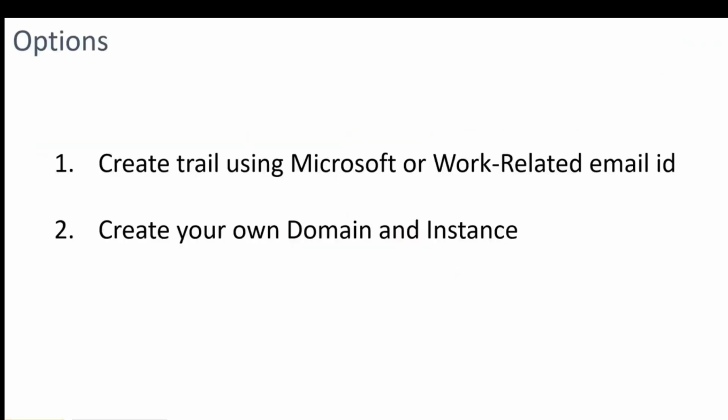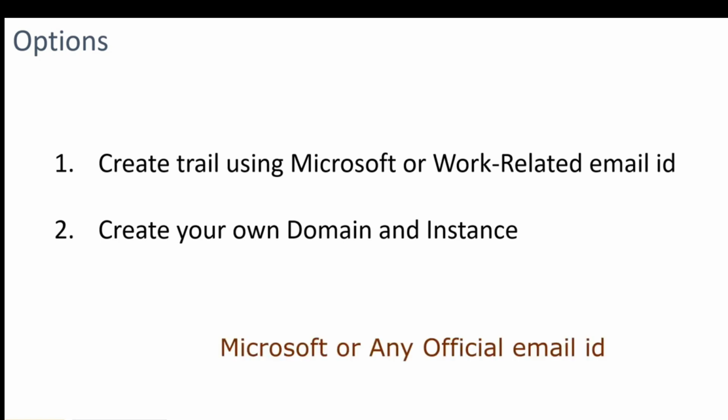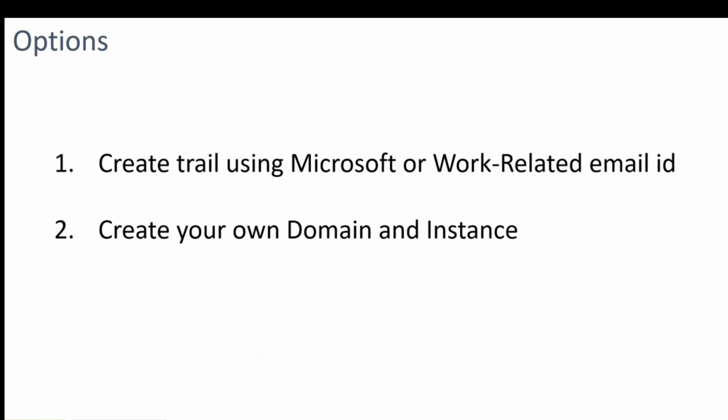There are two ways to create a trial instance. One is you can use your Microsoft ID or work-related email ID to create a trial instance. Basically an email address associated with Outlook or Hotmail or any custom domain like ltsregionals.com or amazon.com, like an official email ID. The second option is to create your own domain and create a trial instance using that domain.